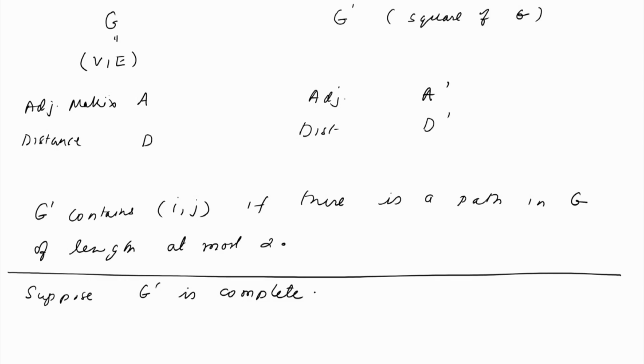This will happen when is G prime a complete graph? This happens only if the diameter of G is less than or equal to 2. It means every vertex was connected to another vertex by a path of length at most 2. If that is the case, then G prime is going to be complete, and that is an if and only if condition.